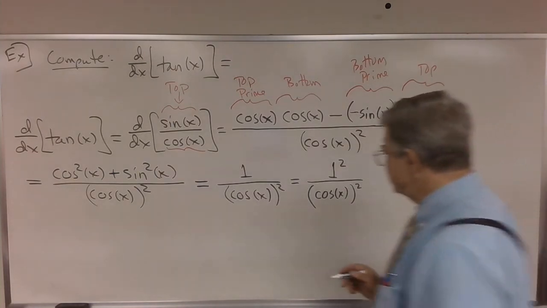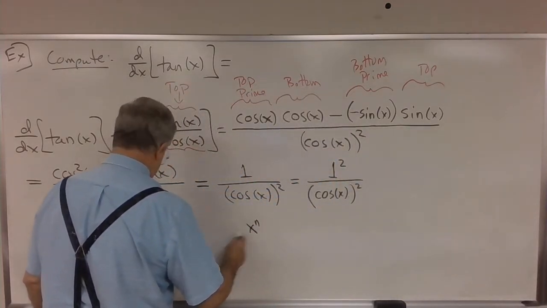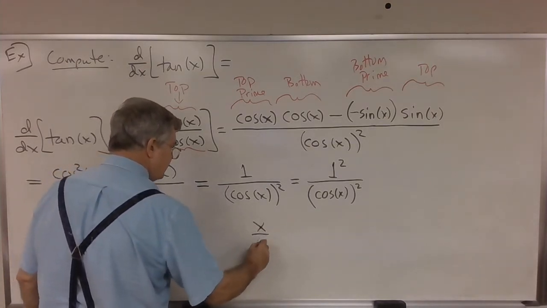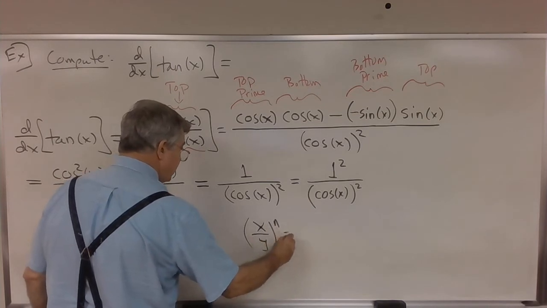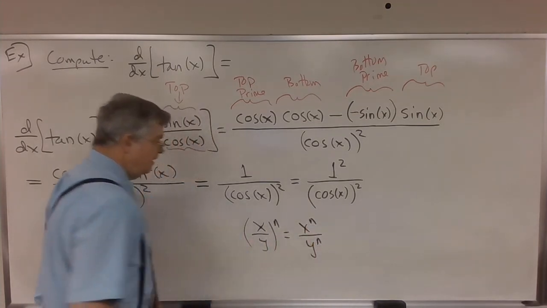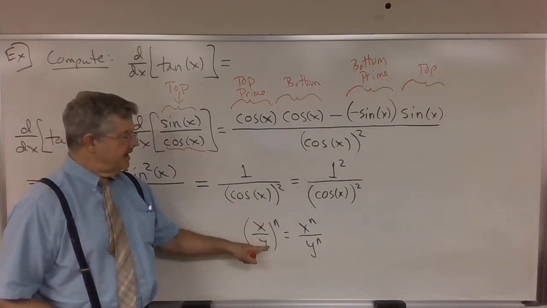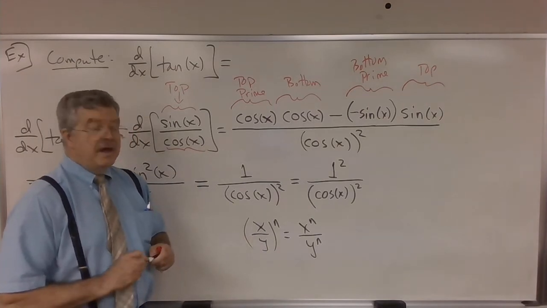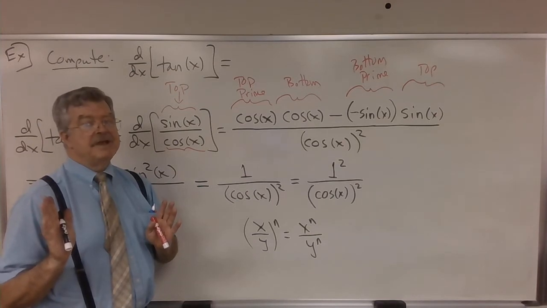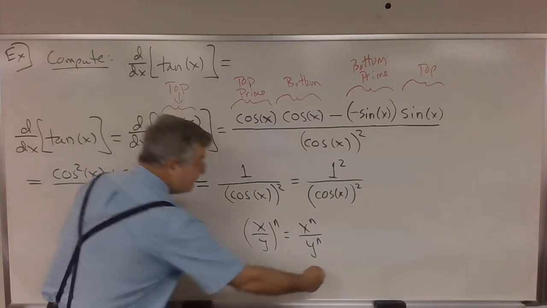But wait a minute. Don't we have a formula that says... let's see, what does the formula say? The formula says (x over y) to the n is equal to x to the n over y to the n. The exponent distributes to both numerator and denominator. Well, it's an equation. And remember, an equation is a two-way street. Not only can we read it from left to right, we can read it from right to left.